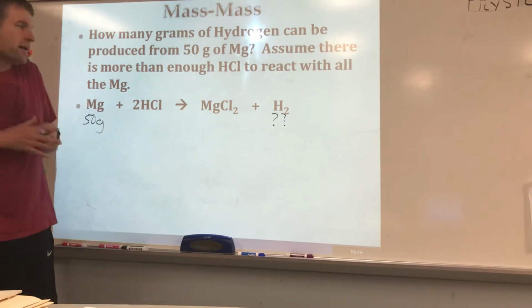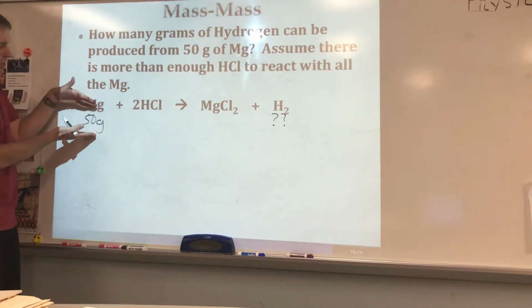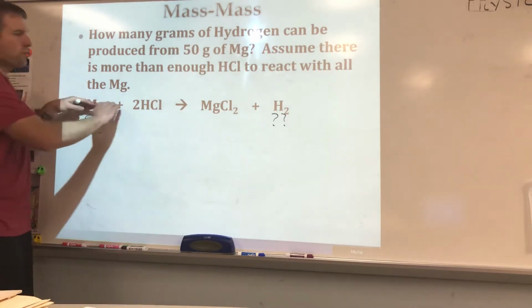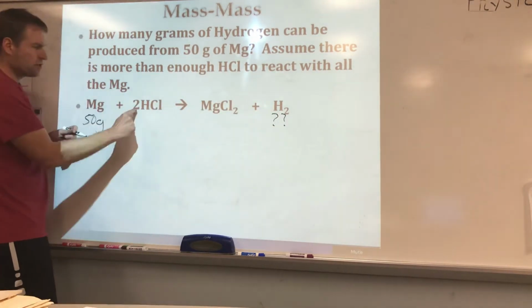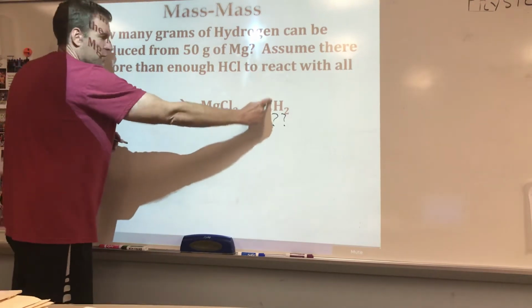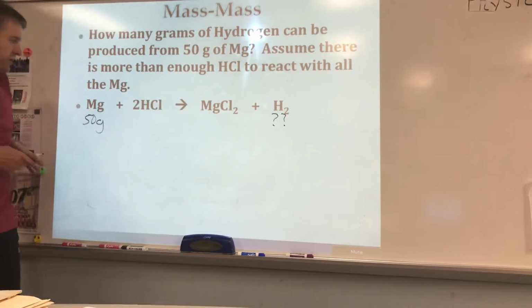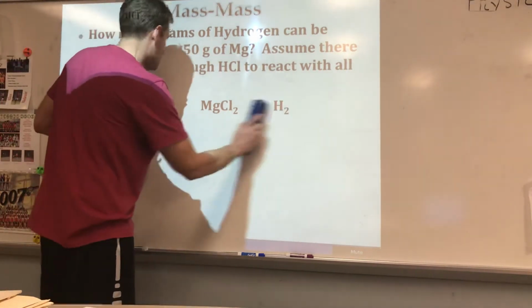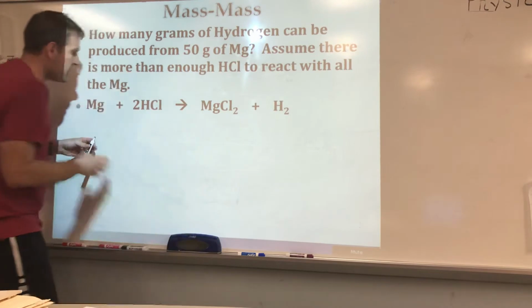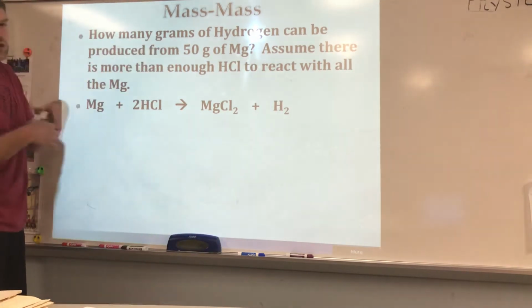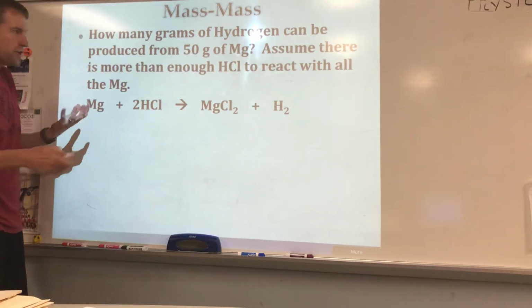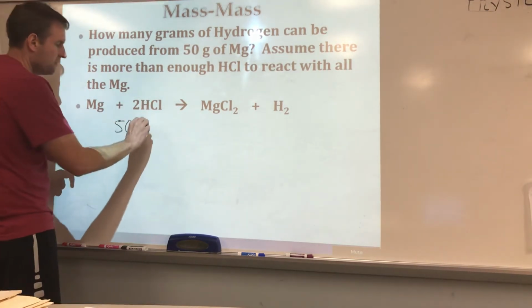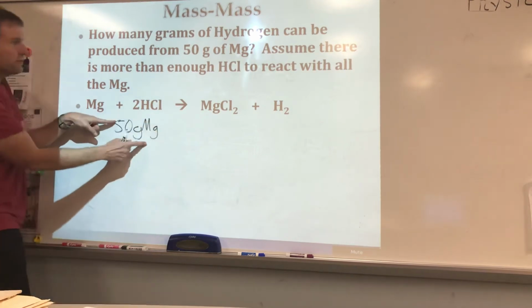The way we're going to do that is change grams to moles. The reason we do that is because that's how we apply the ratio. We can already see the ratio is going to be 2 to 1. There's an understood 1 here. That's a balanced equation. So step 1 is taking the grams of magnesium and changing it to moles, because that's how I can apply the mole ratio. So I take 50 grams of magnesium, which is given in the problem.